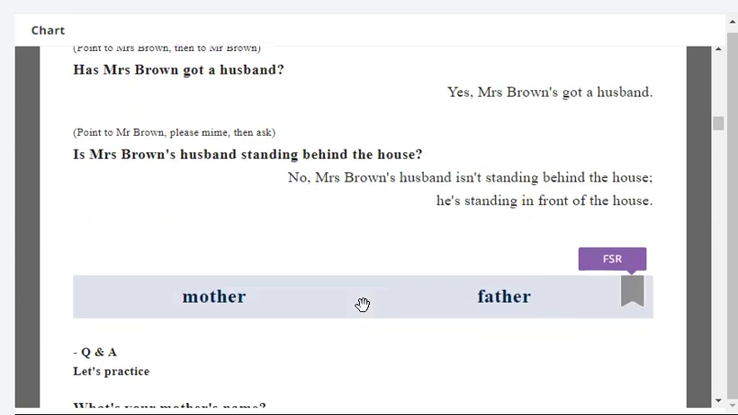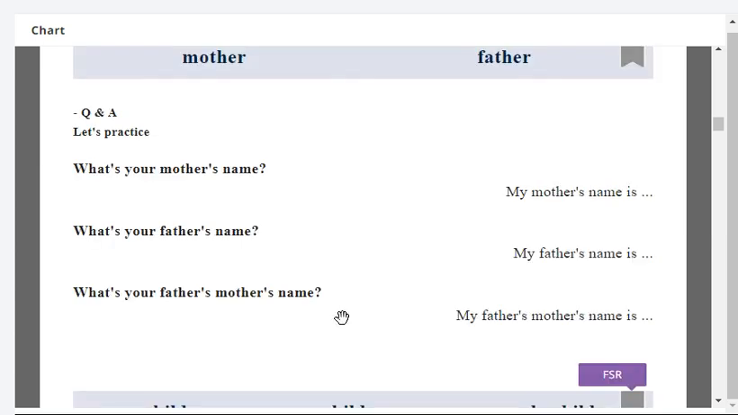No, Mrs. Brown's husband isn't standing behind the house. He's standing in front of the house. Very good. What's your mother's name?